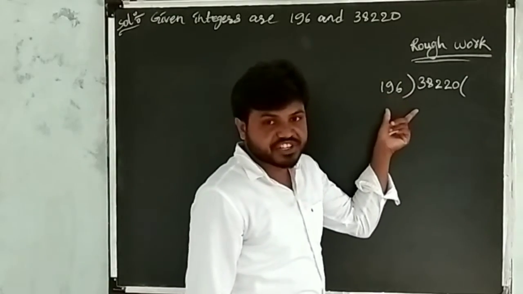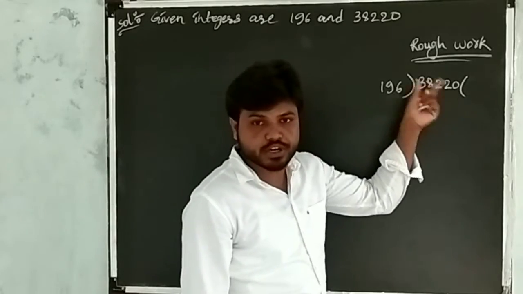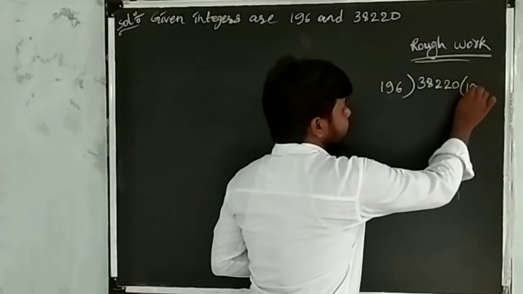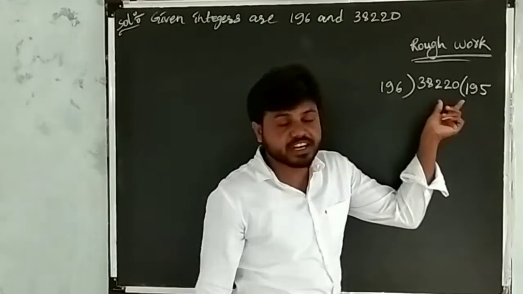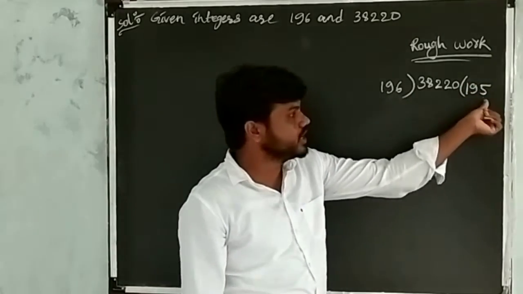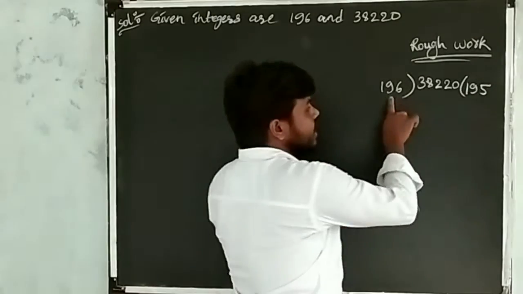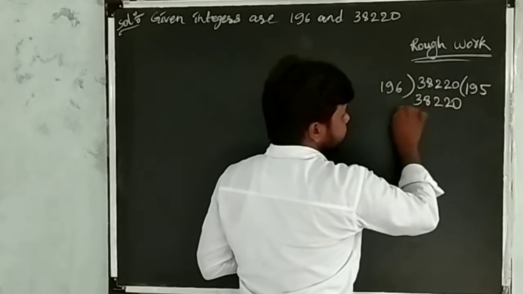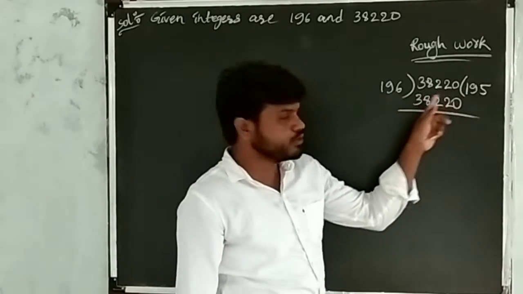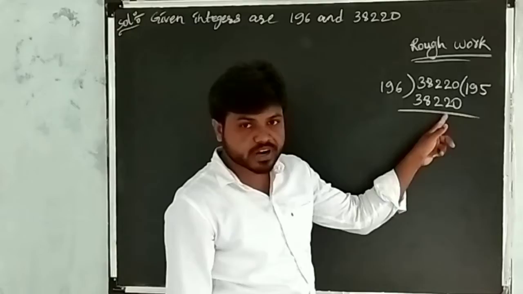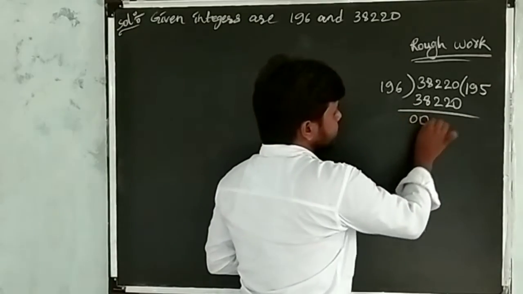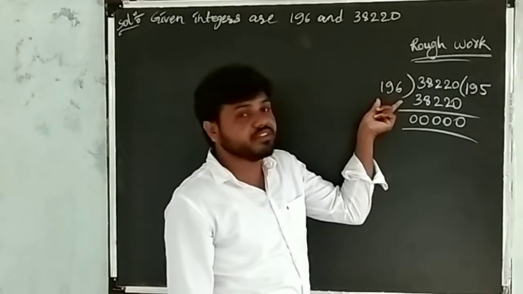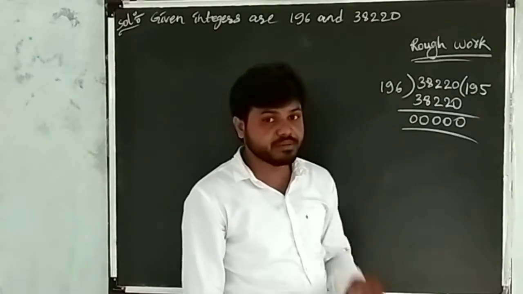In the 196 table, we get 38,220 when we take 195. 196 into 195 is 38,220. 38,220 minus 38,220 is 0. Now, here remainder is what? 0. With divisor 196, we are getting remainder 0.